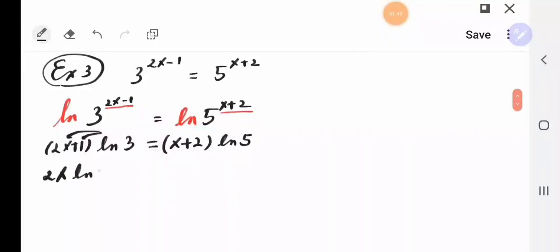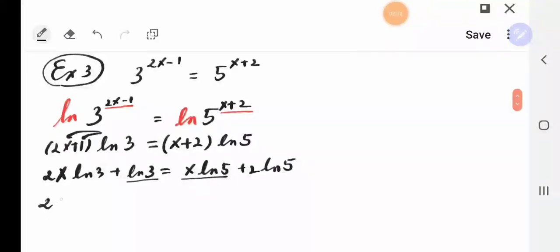So there will be 2x ln 3 minus ln 3. Do the same thing, so x ln 5 plus 2 ln 5. Then let's put the x terms together. So why don't we move this one to the left and move this one to the right? Then we have 2x ln 3 minus x ln 5 and 2 ln 5. Move this ln 3 to the right and change the sign.